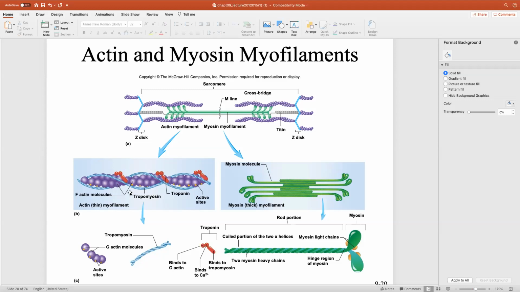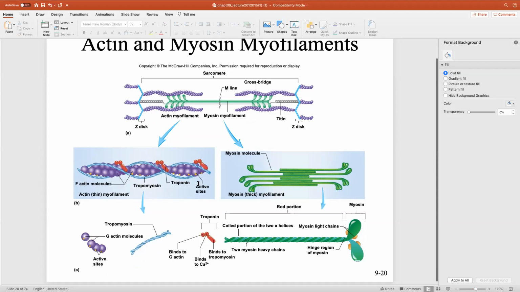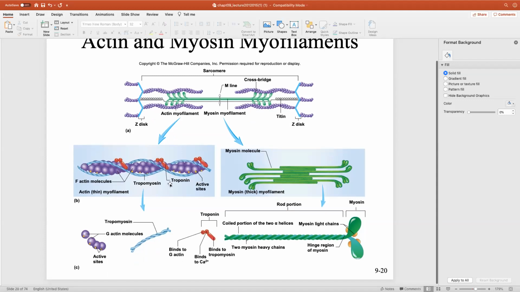Now, to ensure that we don't have that unwanted accidental contraction, at rest, we have 2 main proteins that regulate the interaction between actin and myosin. The first one is called tropomyosin. Tropomyosin, and I want you to understand this analogy, tropomyosin is the gate, right?